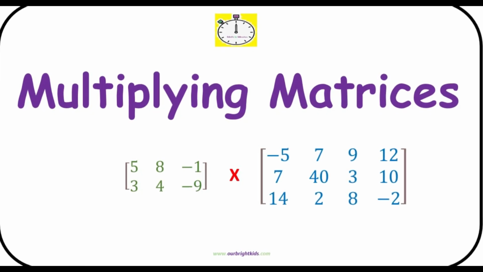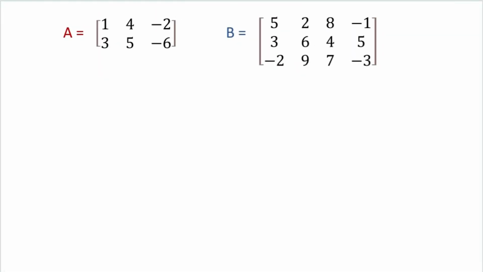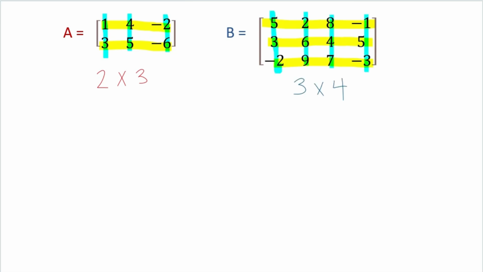So we're going to multiply matrices in this Math in Minute video. Matrices are defined by row and column. A has 2 rows and 3 columns. B has 3 rows and 4 columns. In order to determine whether you can multiply matrices, this column has to have the same number as this row. So this is A multiplied by B.